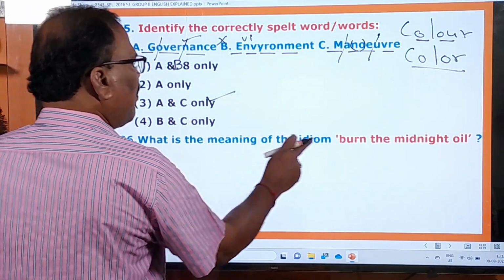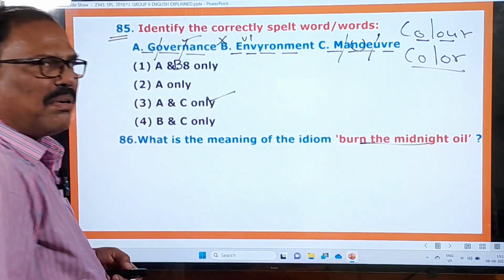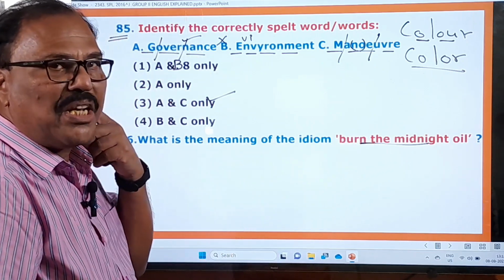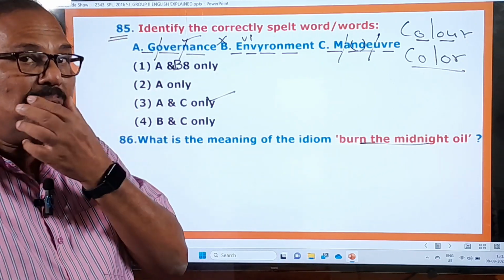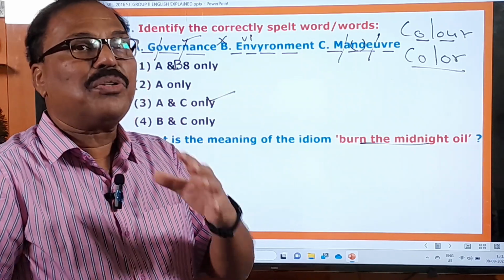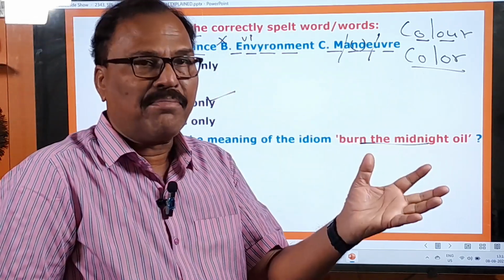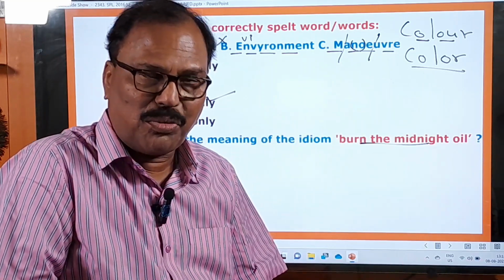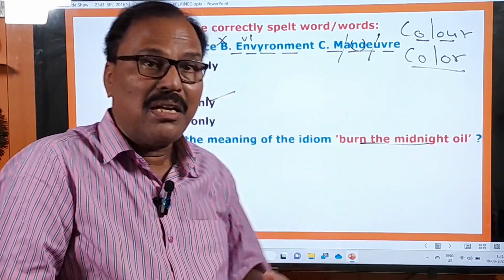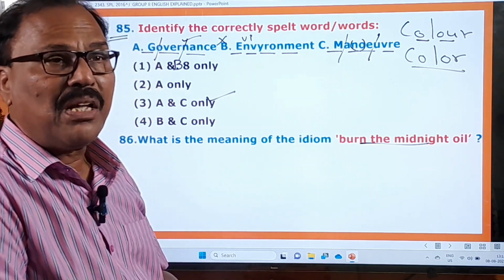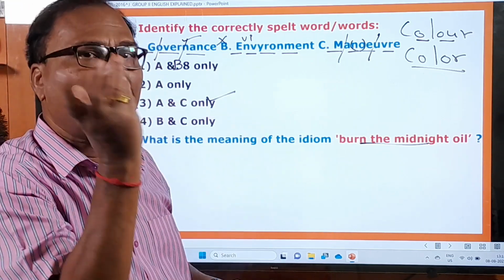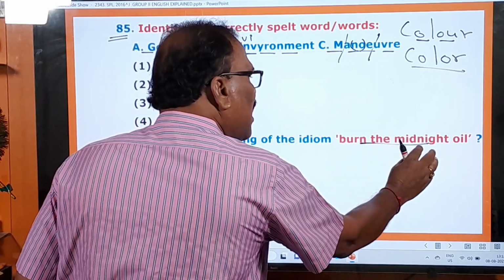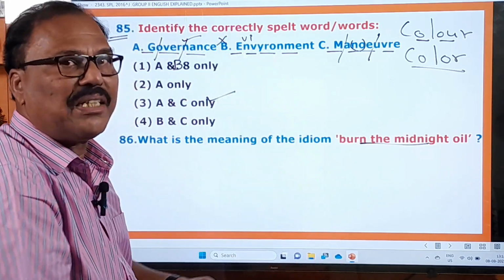What is the meaning of the idiom, burn the midnight oil? This is an idiom. About idioms, let me tell you one important thing. When you come across an idiom, you should not take its literal meaning. Literal meaning means in Telugu, yadhathadamainatvanti ardhamu. You should not take that literal meaning, but you should take its figurative meaning. Figurative meaning means alankara yuktamaina ardhamu. That is the meaning. Here burn the midnight oil means not simply burning the midnight oil.